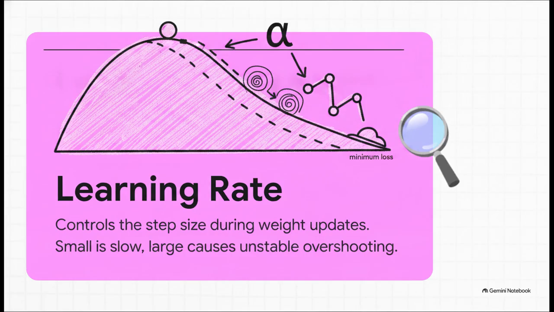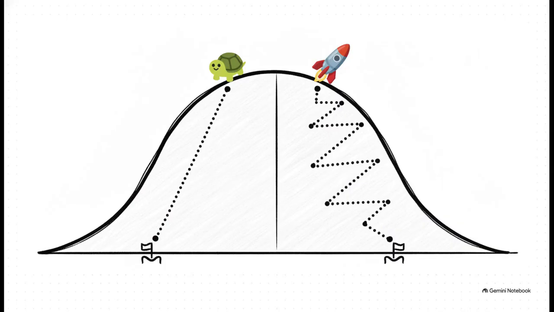But if it's too large, you get unstable overshooting. The network just bounces wildly around and never actually settles on the optimal solution. Another exam important highlight for you here, be prepared to contrast the different variations of gradient descent. Batch gradient descent uses the entire training dataset to calculate the gradient for one single step. This gives you a really smooth, stable optimization path, but man, it is computationally slow and massively memory heavy.